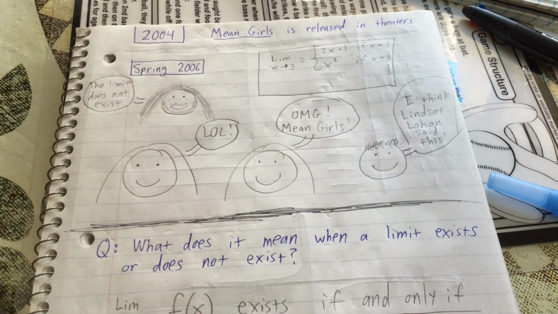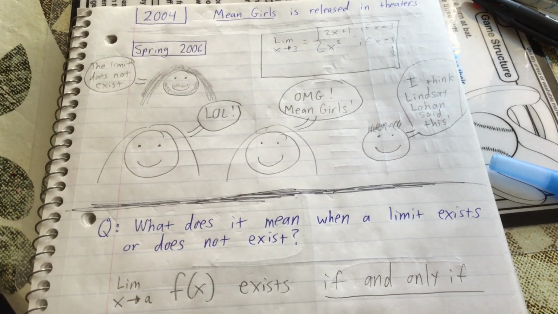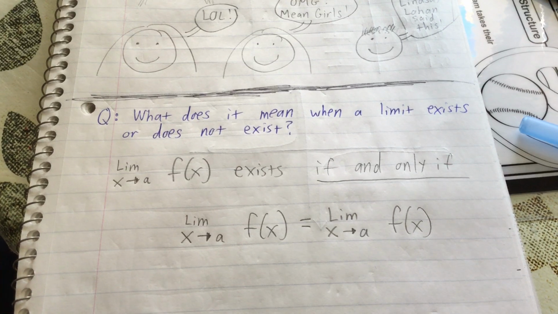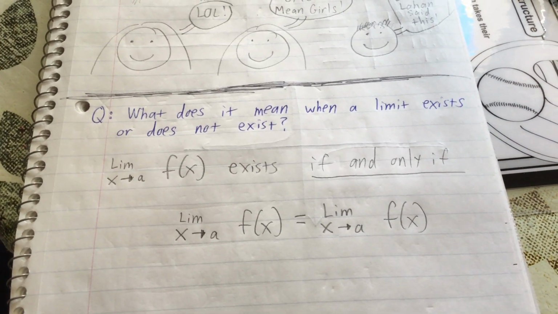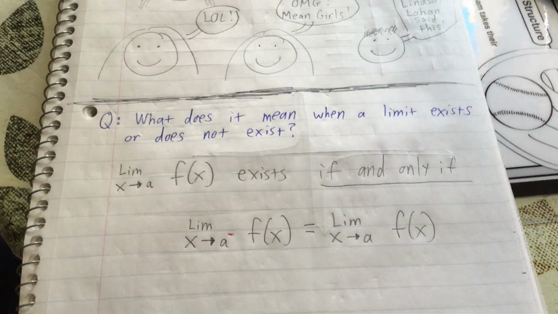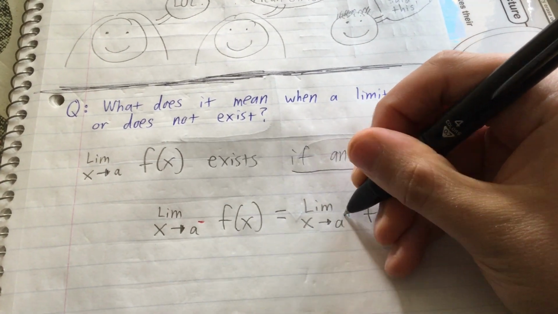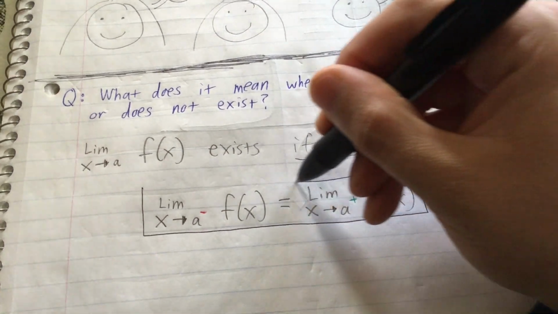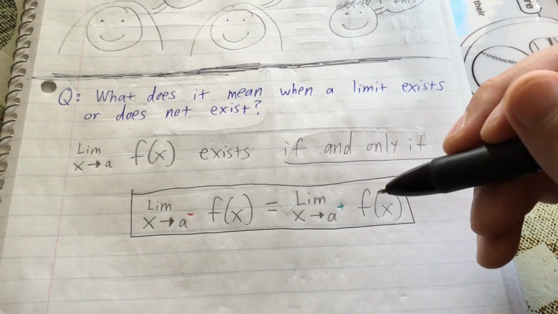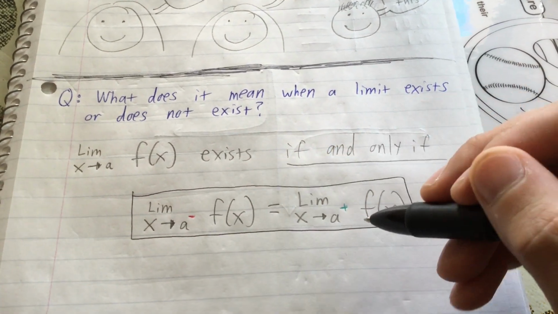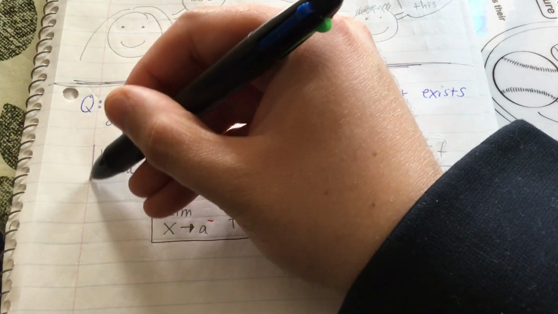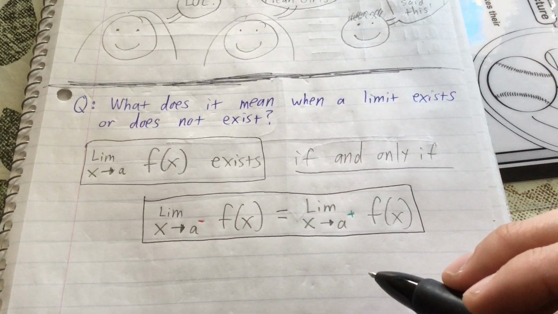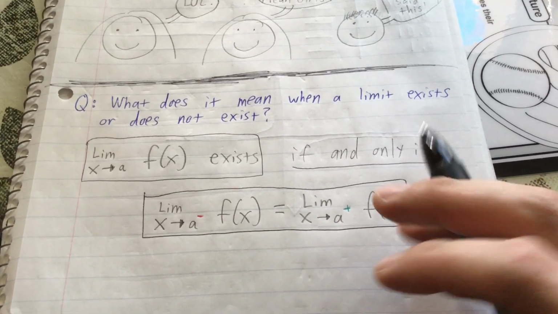So, just to close this lesson, what does it mean when a limit exists or a limit does not exist? Without further ado, the limit exists if and only if the left-hand limit and the right-hand limit agree. So, if you approach x equals a from the left side, and you approach x equals a from the right side, the left-hand limit equals the right-hand limit means that the limit as x approaches a exists. No exceptions. The left and the right need to agree on where they are meeting. Okay?